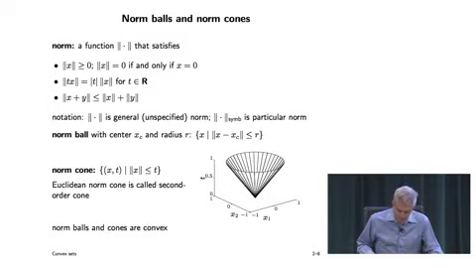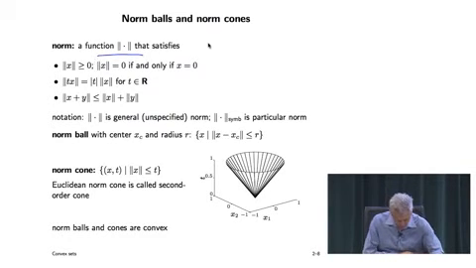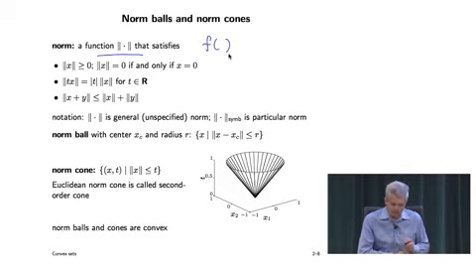Okay, the next in our tour of some of these very basic sets that are convex, we'll look at a more general norm. A norm is nothing but a function, and it's usually not written with normal function notation. It's usually written with its argument surrounded by double bars. That's the standard notation.